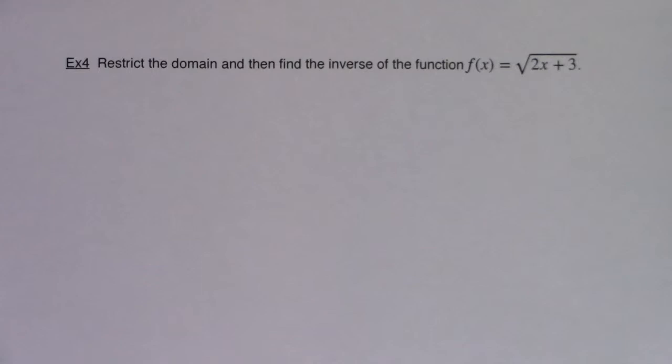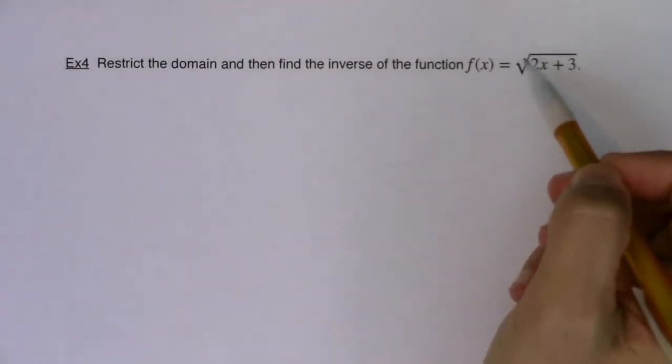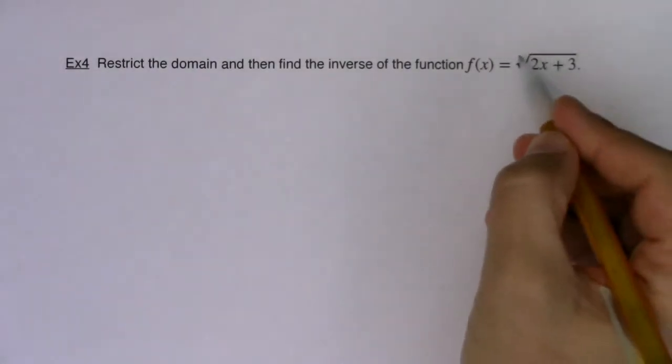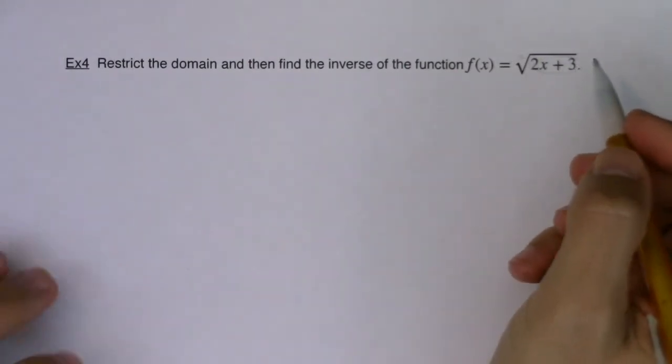Math 31, welcome to example 4. We're going to restrict the domain and then find the inverse of this function, the square root of 2x plus 3. So first thing I see is my spidey senses go off a little bit. I'm going to have a domain issue because I do have an even index.